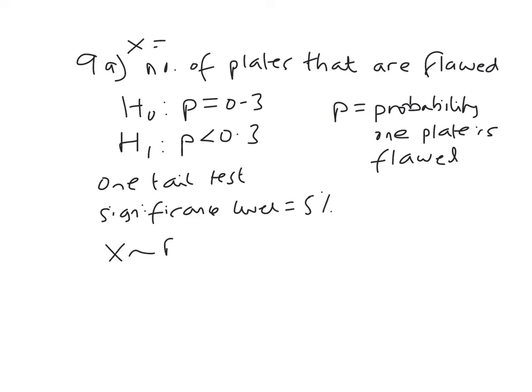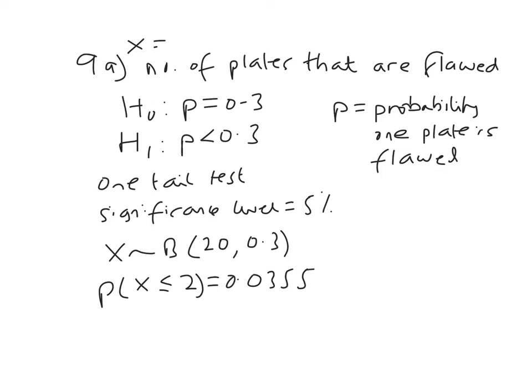So we're going to have a binomial distribution. There's going to be 20 events because a sample of 20 plates is taken, and the probability that a plate is flawed is 0.3. So what we need to do is to find the probability that X is less than a particular value. If we take 2, it works out to be 0.0355. I'm sort of guessing here. I've guessed 2, now I'm going to guess 3. 0.0355 is less than 5%. 0.1071 is greater than 5%.